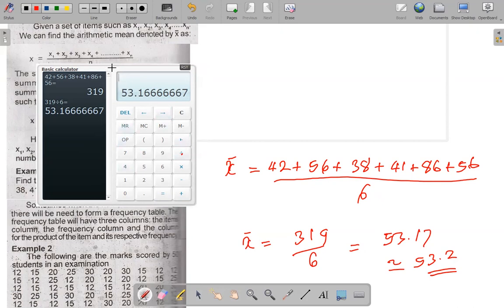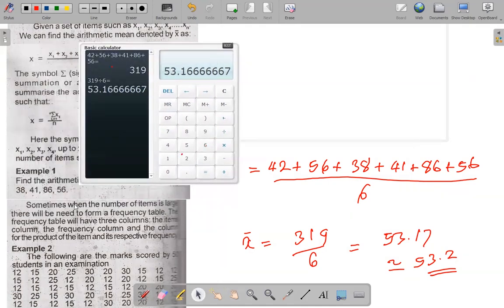Now, sometimes we may have, like this second one that we have here, sometimes when the number of items is large, there will be a need to form a frequency table. In the frequency table, we have three columns. One of the columns will contain the items, the other one will contain the frequency, and then we need to find the product of the frequency and each of the items.